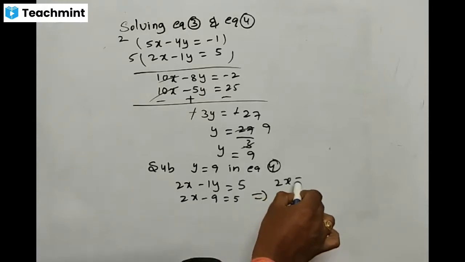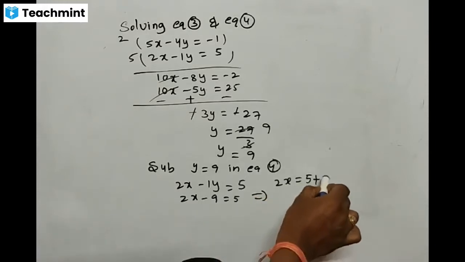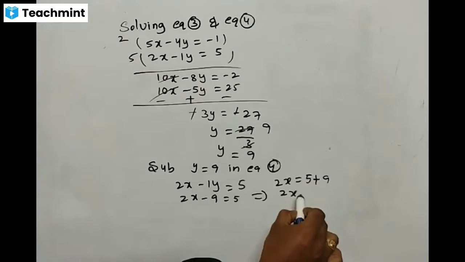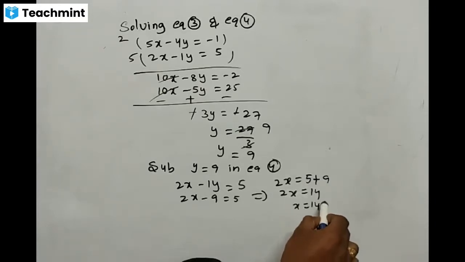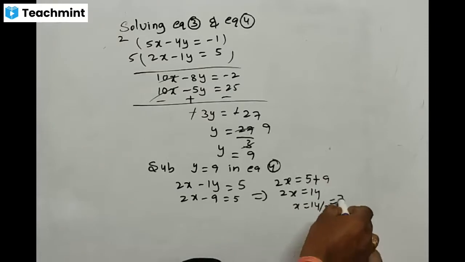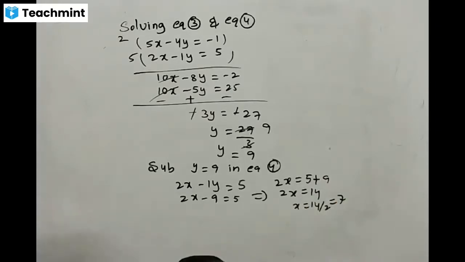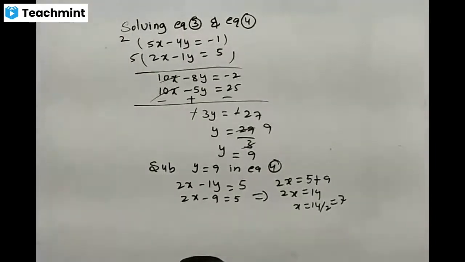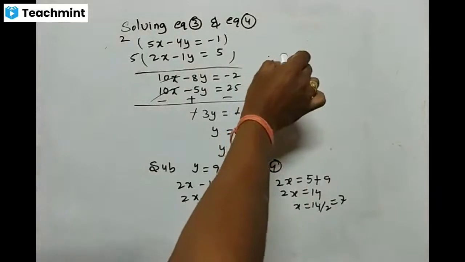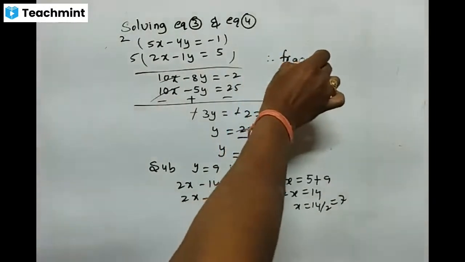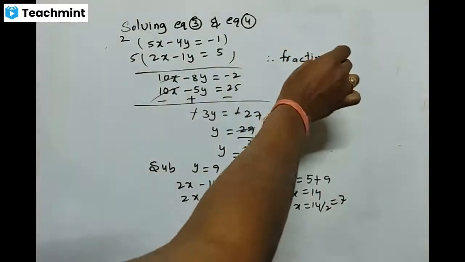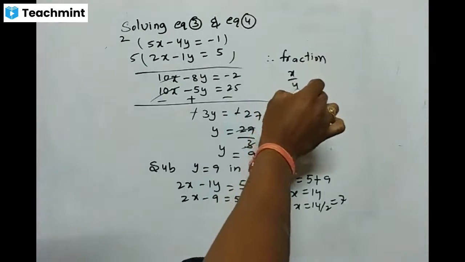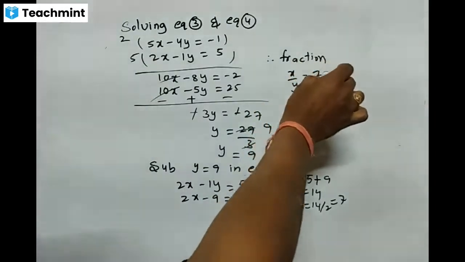So 2x is equal to 5 plus 9, it is 14. X is nothing but 14 by 2, 7. You will get 7. X is 7, y is 9. So therefore the fraction x by y is nothing but 7 by 9.